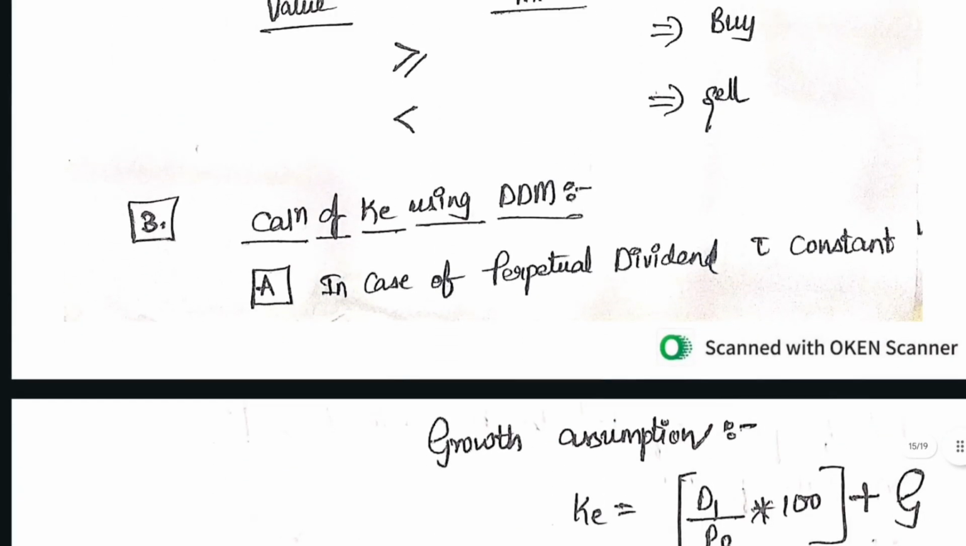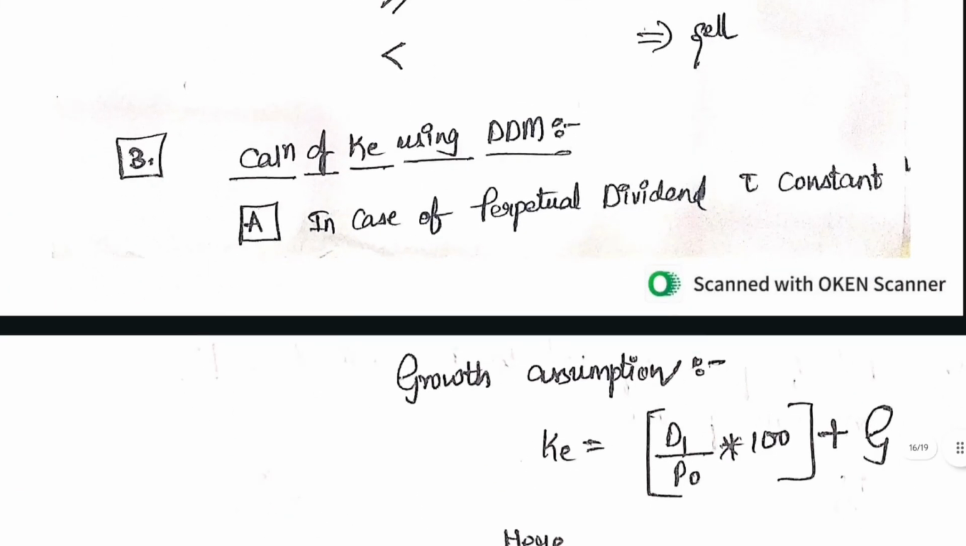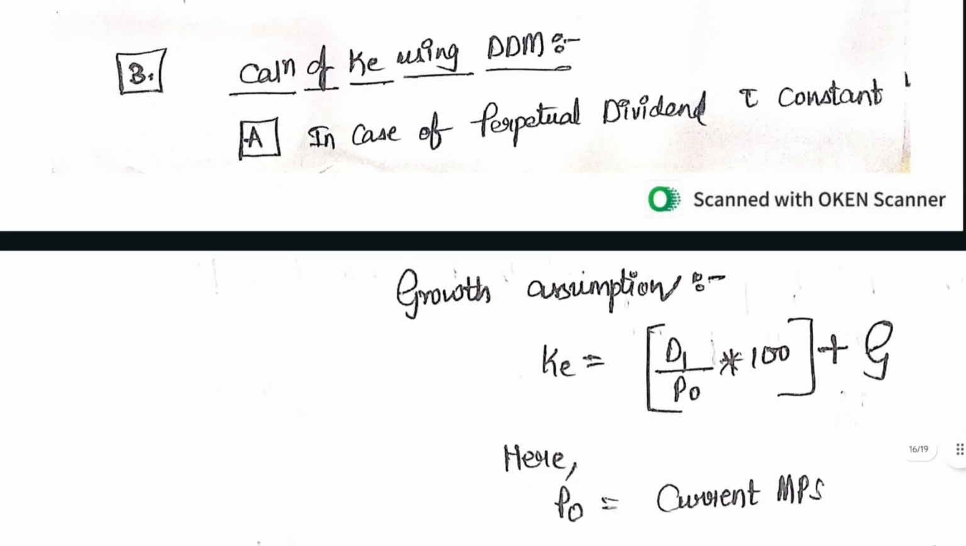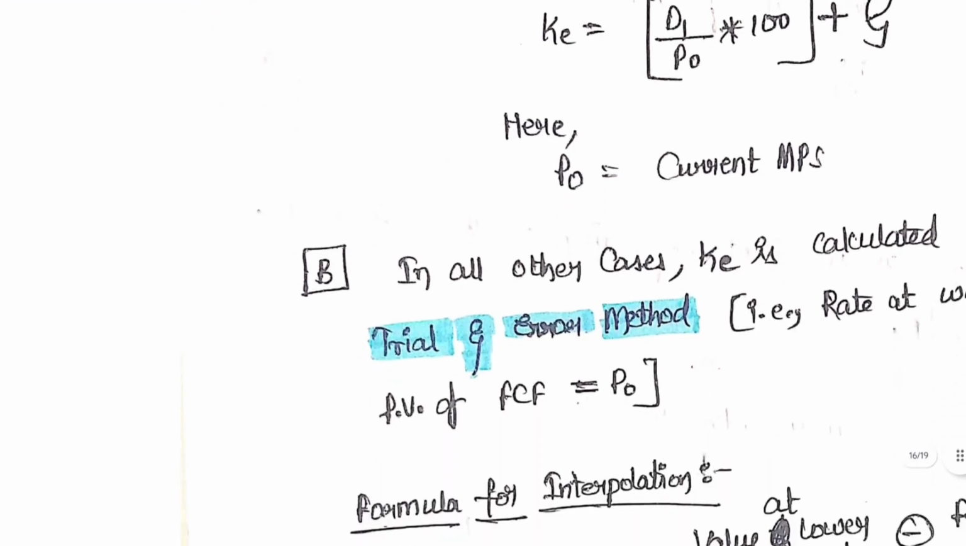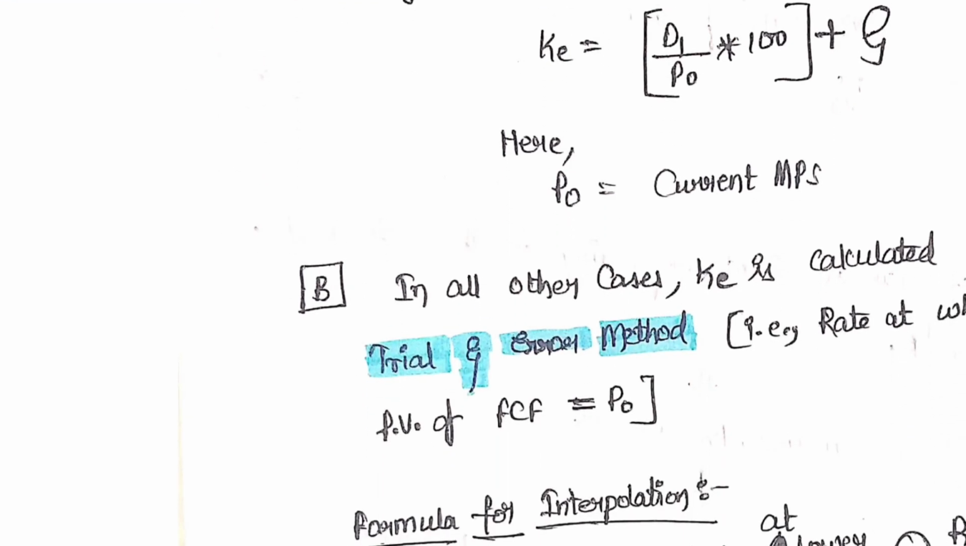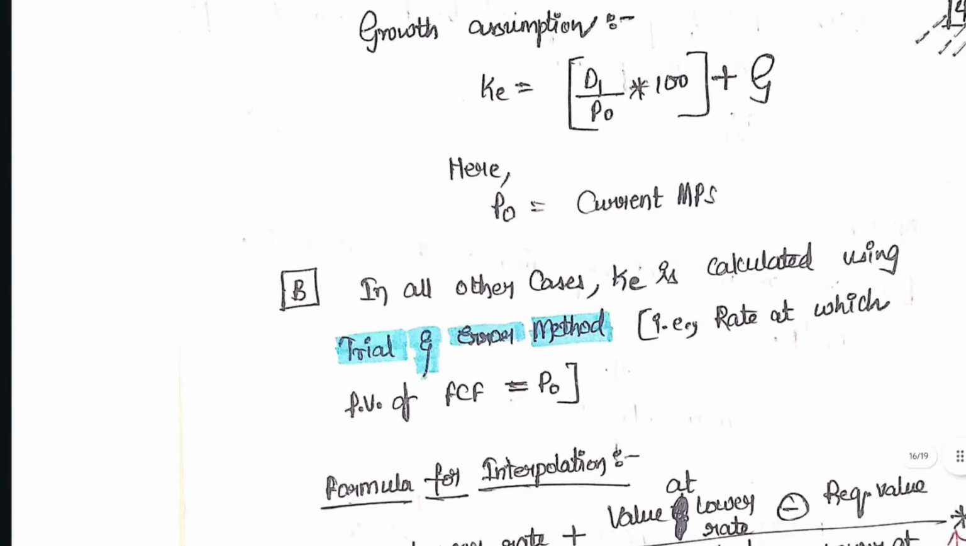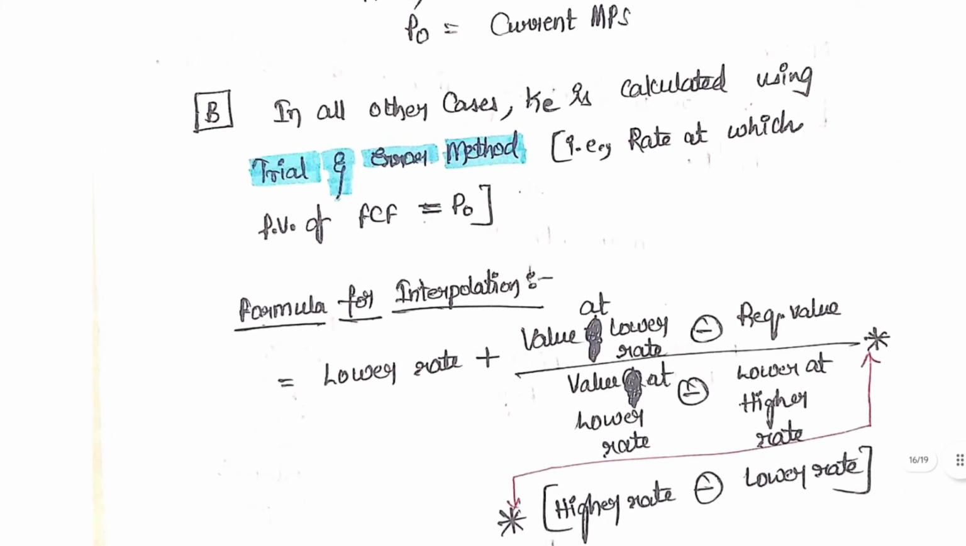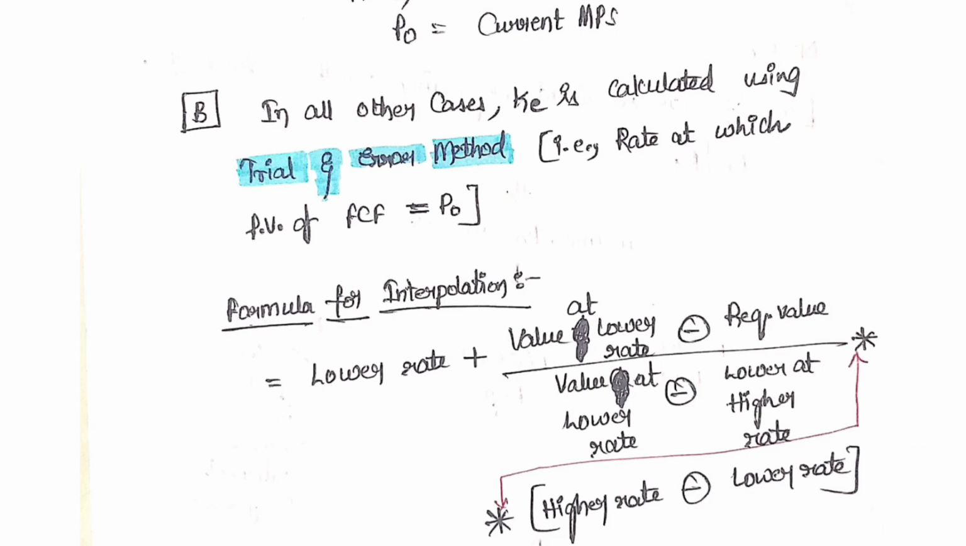Calculation of KE using dividend discount model. In case of perpetual dividend with constant growth assumption, KE equals D1 by P0 (into 100) plus G, where P0 equals current market price. In all other cases, KE is calculated using trial and error method, that is, the rate at which present value of future cash flows equals current market price P0.